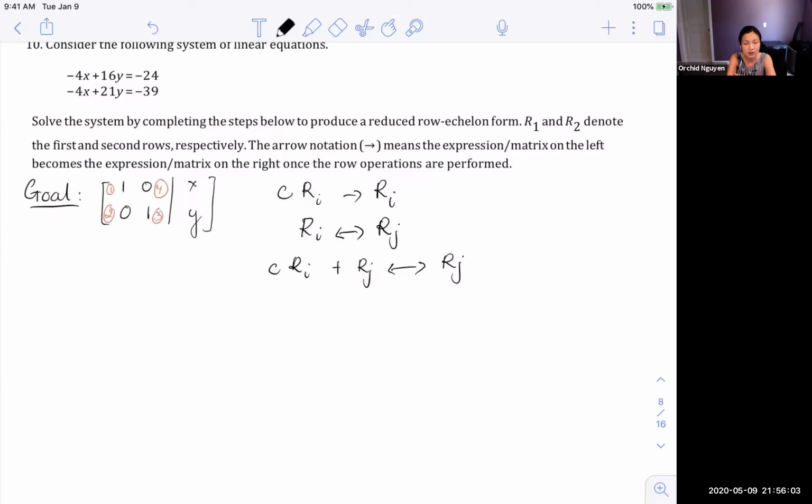Hi class, so this video is about the Gauss-Jordan elimination. I want to show you how to produce a reduced row echelon form for a 2 by 2 matrix.